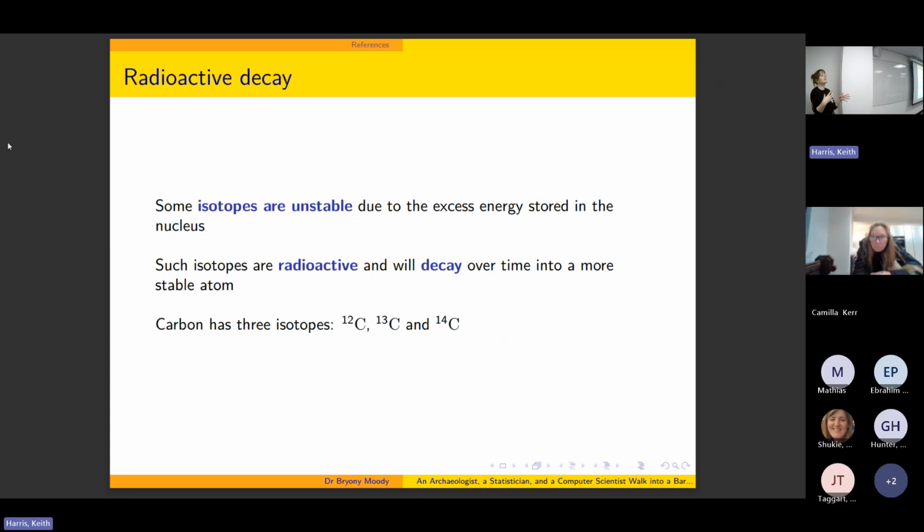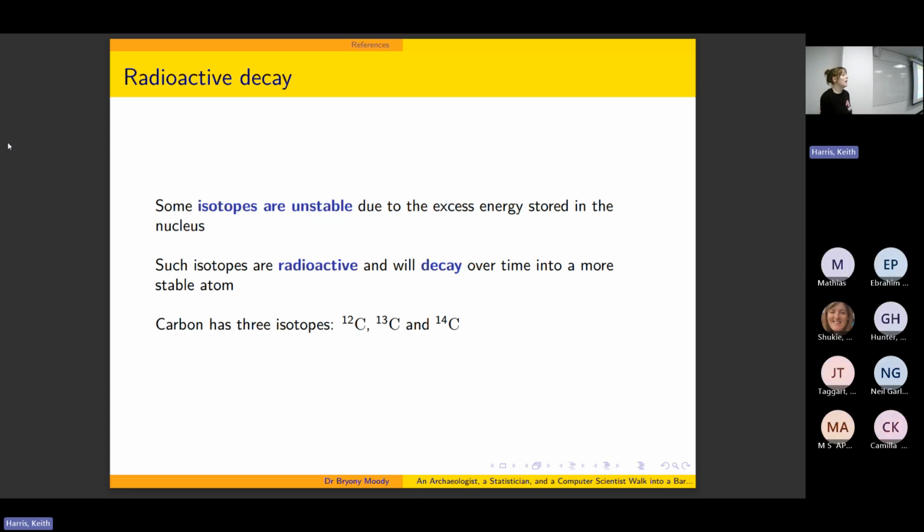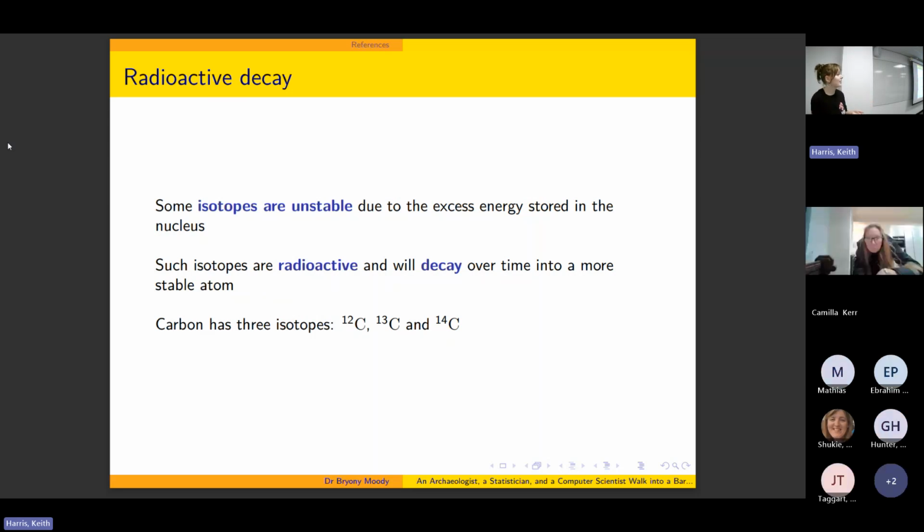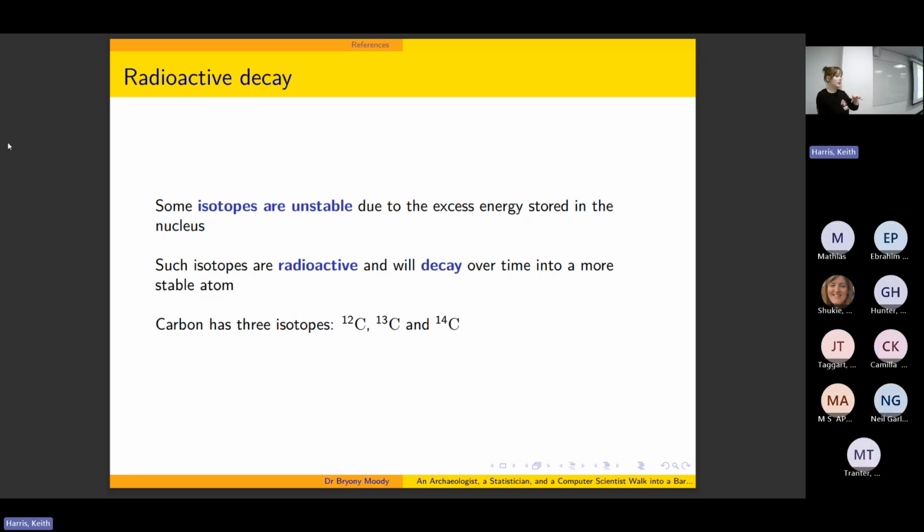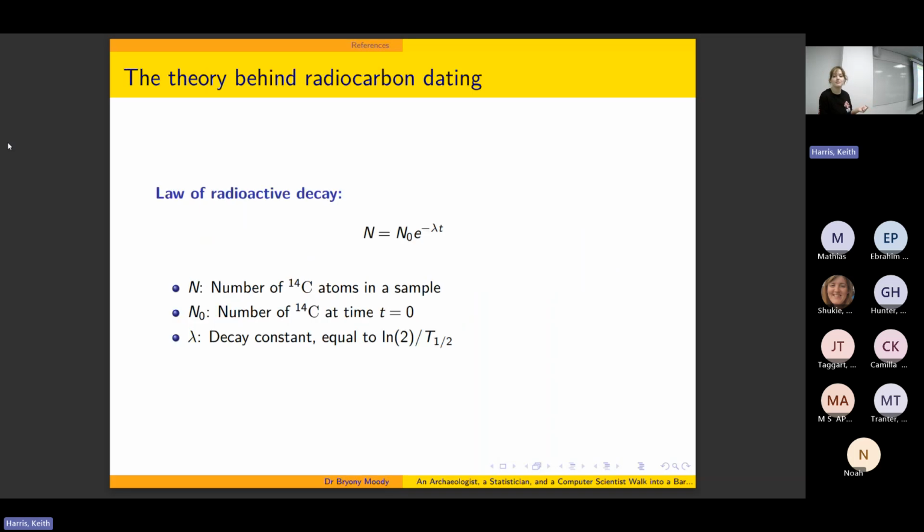I'm going to give a quick recap on radiocarbon dating, just in case anybody hasn't heard of it for a while, to give a bit of background. I'm sure most of you know that we are surrounded by isotopes, and a lot of them are unstable due to excess energy stored in the nucleus. They are radioactive, and they decay over time. Carbon in particular has three isotopes, 12, 13, and 14. Carbon 14 is the interesting one, in my opinion, because this is the one that's radioactive.